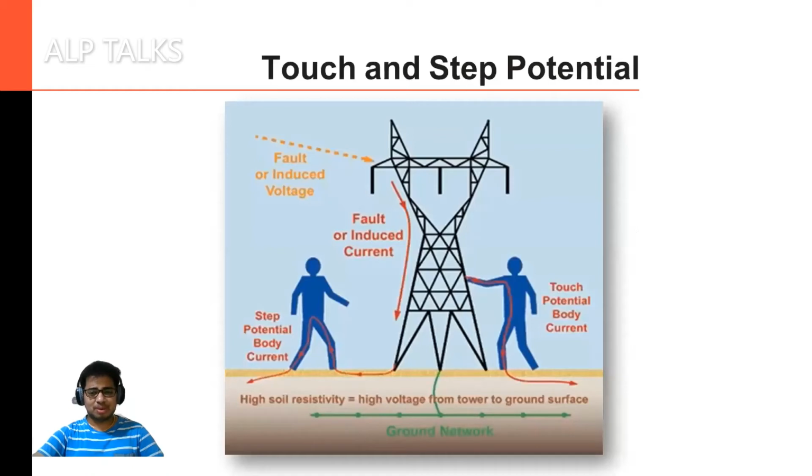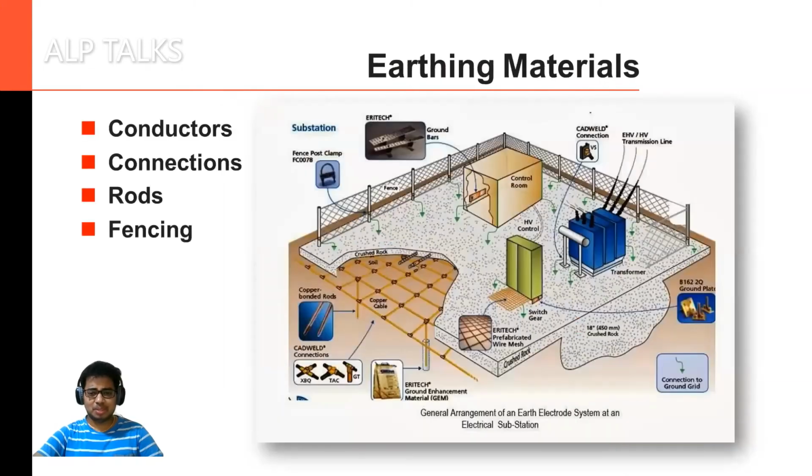You can see it here in more of a visualization, touch and step potential. Here is the person, touch potential, body current. Whenever he is touching, you can observe the current is flowing through the feet and to the ground. Here is the step potential body current. Here it is different. The person is standing, and the ground current flows to the person through two legs and comes back. So this is the step potential. It can be a fault or induced current, whatever it can be. So high soil resistivity, high voltage from tower to ground surface. This is the terminology we generally use.